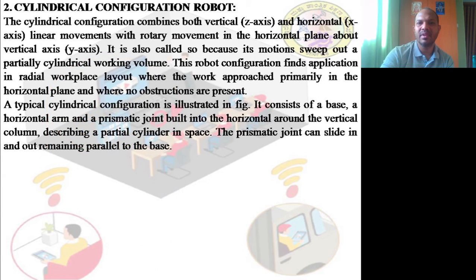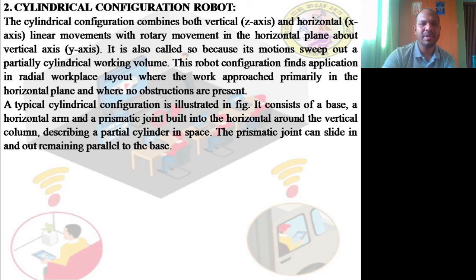A cylindrical configuration combines both the vertical z-axis and horizontal x-axis, linear movements with rotary movements in the horizontal plane about a vertical axis. It is also called so because its motions sweep out a partial cylinder working volume. This robot configuration finds application in radial workplace layout where the work is approached primarily in the horizontal plane and where no obstructions are present. A typical cylindrical configuration is illustrated in the figure.